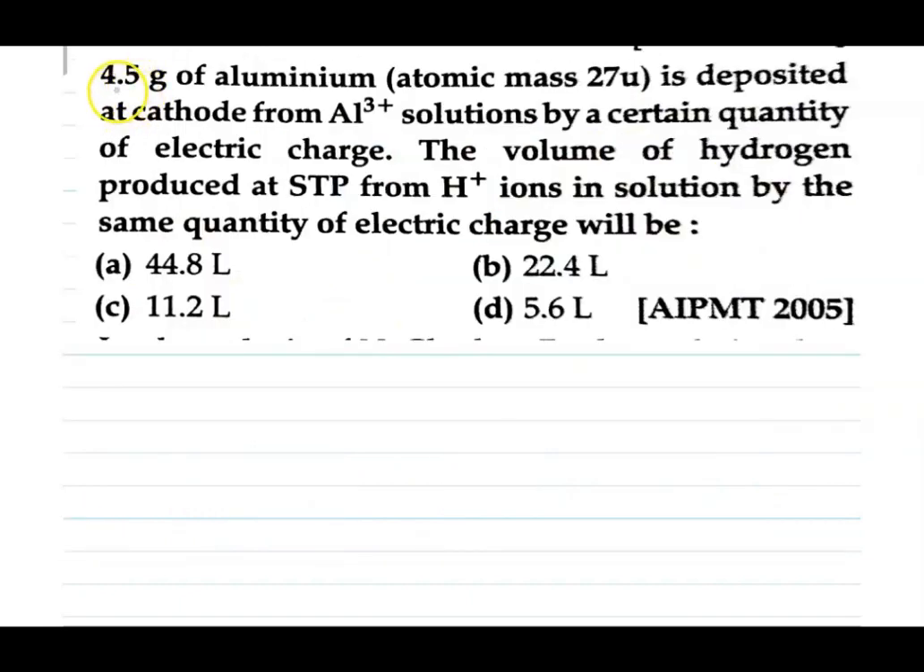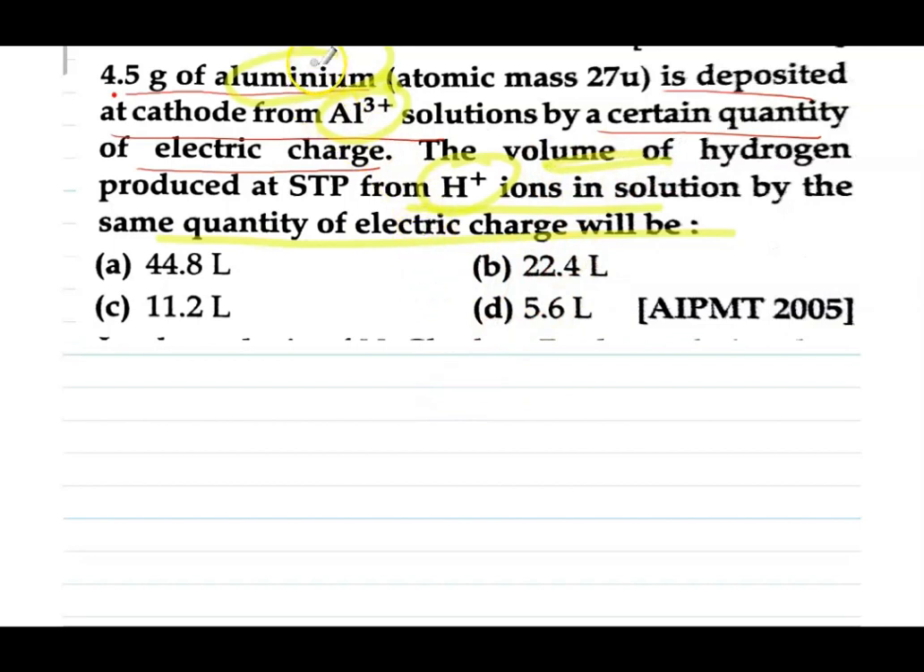So let's take up the next question. 4.5 grams of aluminium is deposited at the cathode from Al3+ solution by a certain quantity of electrical charge. So what will be the volume of hydrogen produced from H+ ion solution by the same quantity of electrical charge? That means whatever electrical charge is used to convert Al3+ into aluminium, the same charge is passed through this H+ ion solution. So how much hydrogen is going to get liberated? That is our question, and you should calculate it in volume.